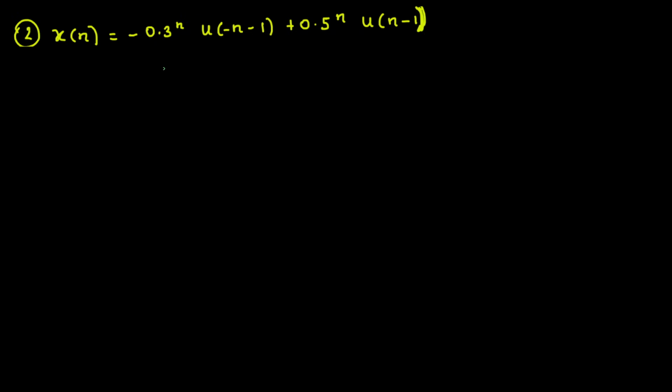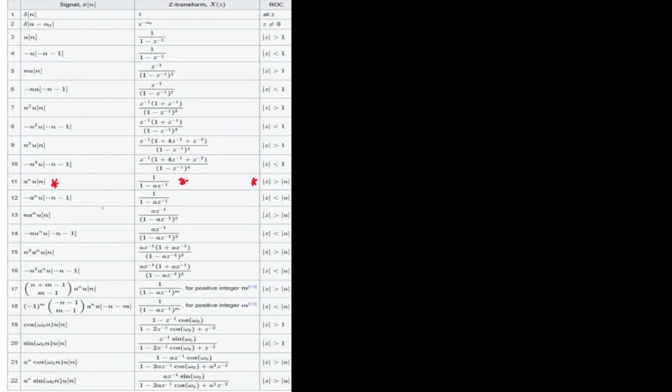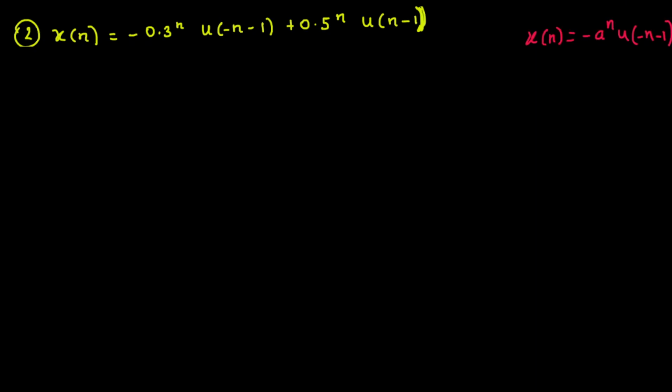Now we have to pick up the pattern. Currently, if you just write the pattern here, we have it in the form that x of n is negative a power n u of minus n minus 1. Okay, this is the pattern we have. Now we have to look at the table. Does it match any pattern? Okay, it's right next to it: minus a power n u of minus n minus 1. This is the pattern we have.